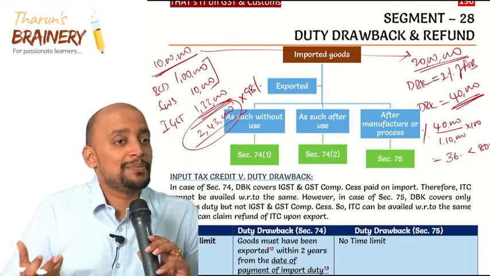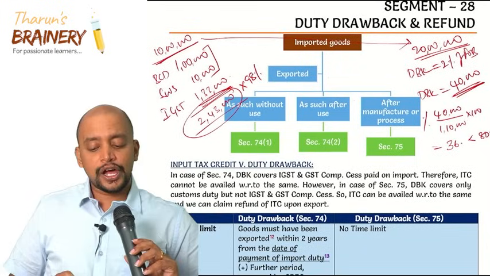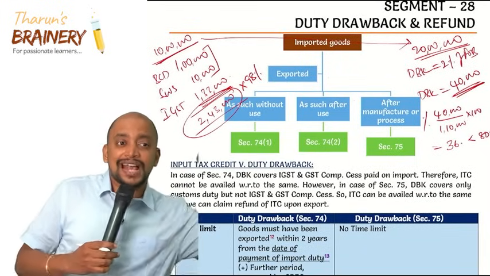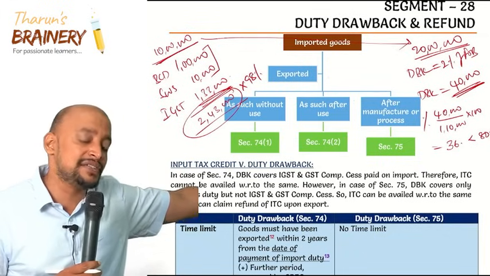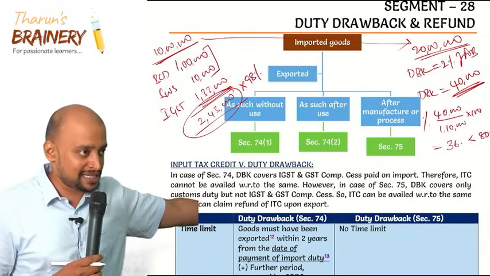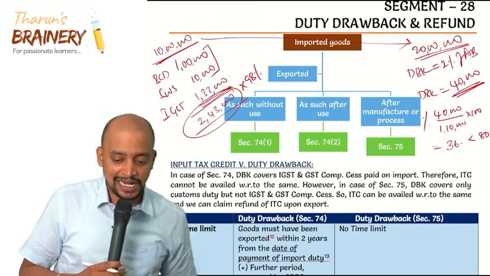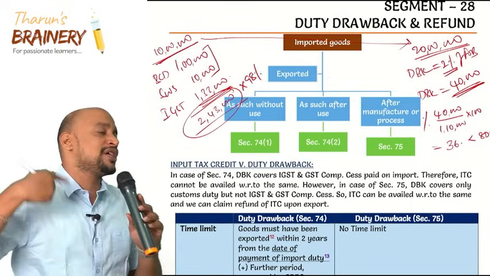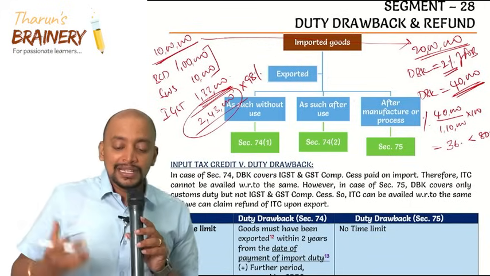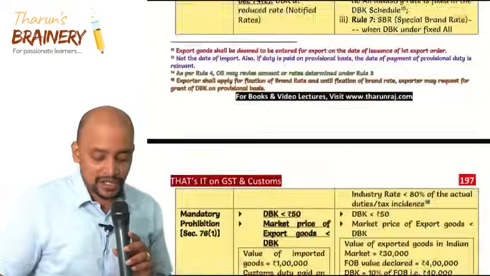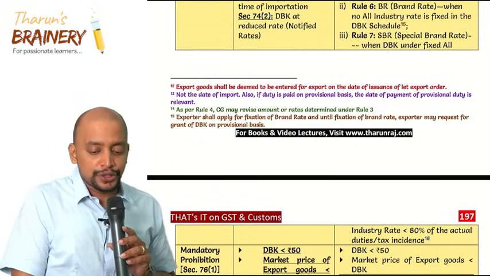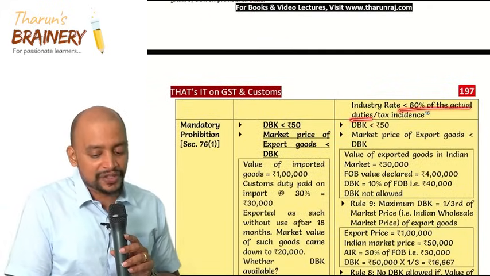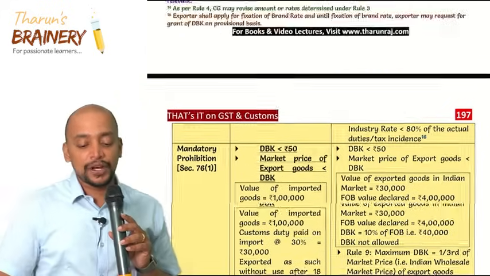Then can we go for special brand rate? Yes. When the duty drawback as per all industry rate is less than 80% of the tax incidence. What is the tax incidence that it covers under 75? Basic customs duty and social welfare surcharge. Then we can request the government stating that this 2% of FOB is very less. We need the extra amount, that is known as application for special brand rate. Then the government may increase this percentage. So whenever duty drawback fixed under all industry rate is less than 80% of the actual duties or tax incidence, then we can go for special brand rate.